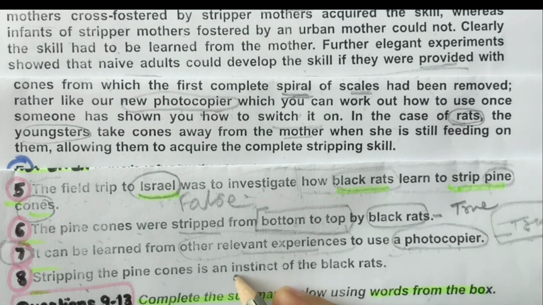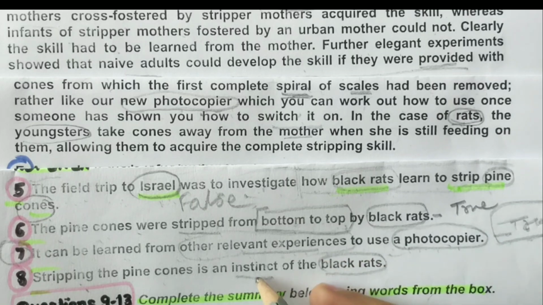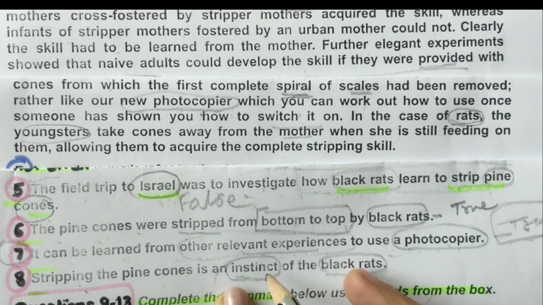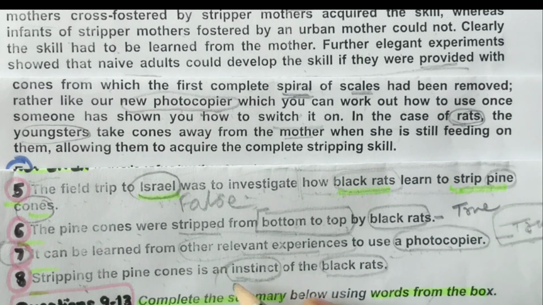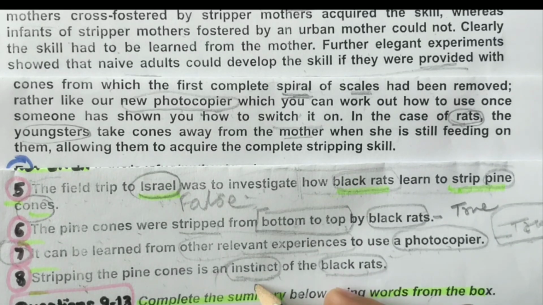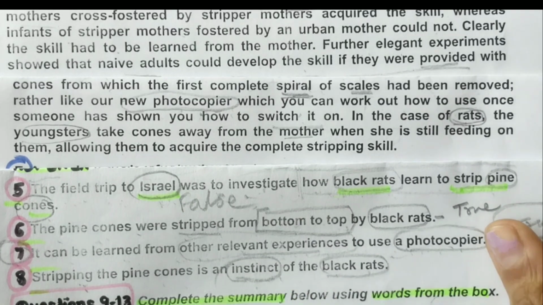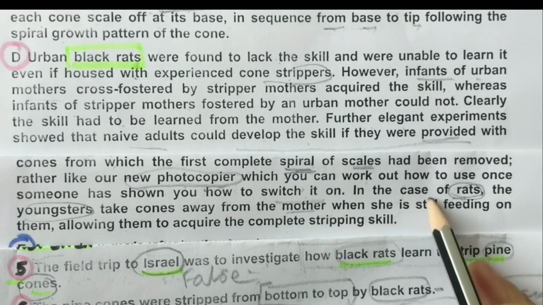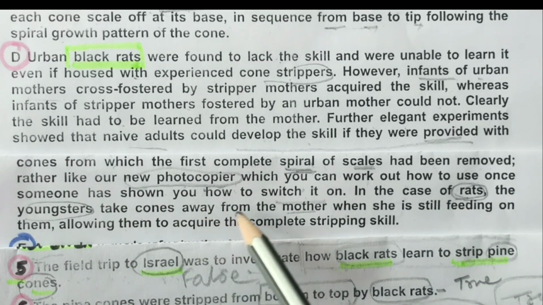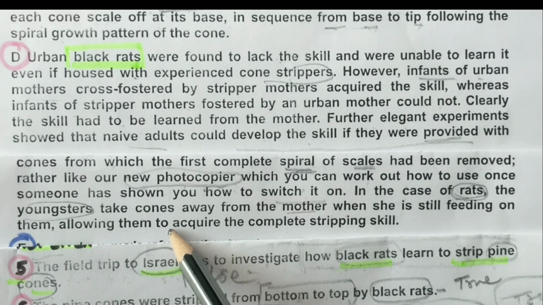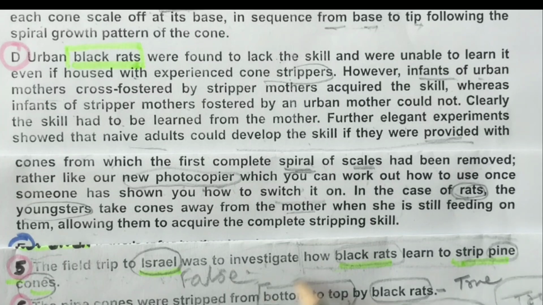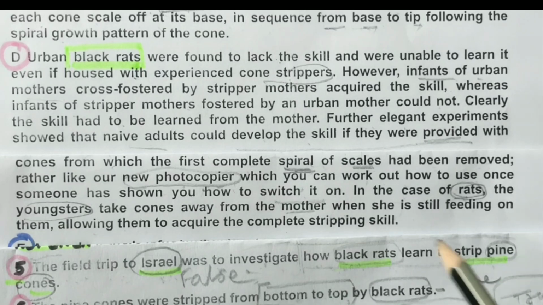Stripping the pine cones is an instinct of the black rats. Here also I am confused, because most of the students may not know the meaning of this word instinct. Instinct here means innate quality. Okay, so stripping, yeah, here they are talking. In the case of rats, youngsters take cones away from the mother when she is still feeding on them, allowing them to acquire the complete stripping skills. So means stripping the pine cones is an instinct of the black rats.